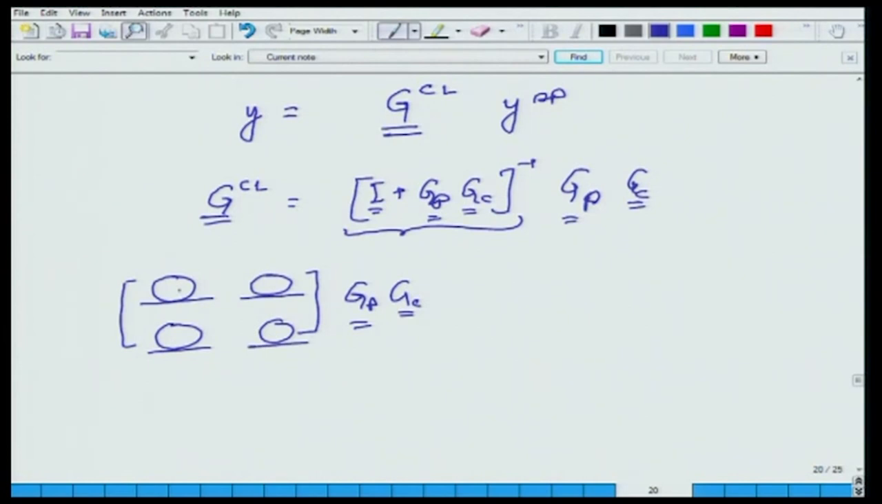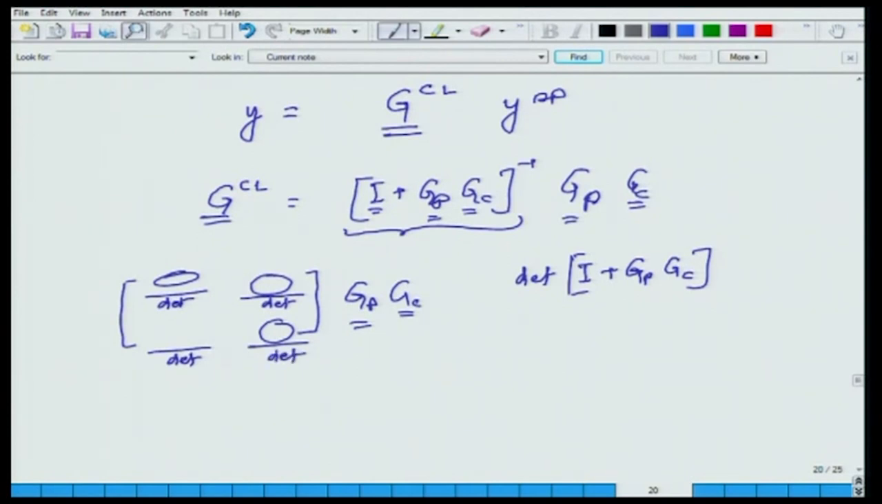In the denominator it will have a term which is common to all of them. When you invert matrices, what do you do? You calculate the cofactors and divide by the determinant of the matrix. So what I have is the determinant of this matrix I plus G P G C. This determinant is there in the denominator of all the terms. There will be some numerator, you can do the algebra, but the point is that the determinant will come in the denominator. And when you multiply this matrix with this, the determinant will remain in the denominator, so the ultimate matrix with 4 terms will still have the determinant.